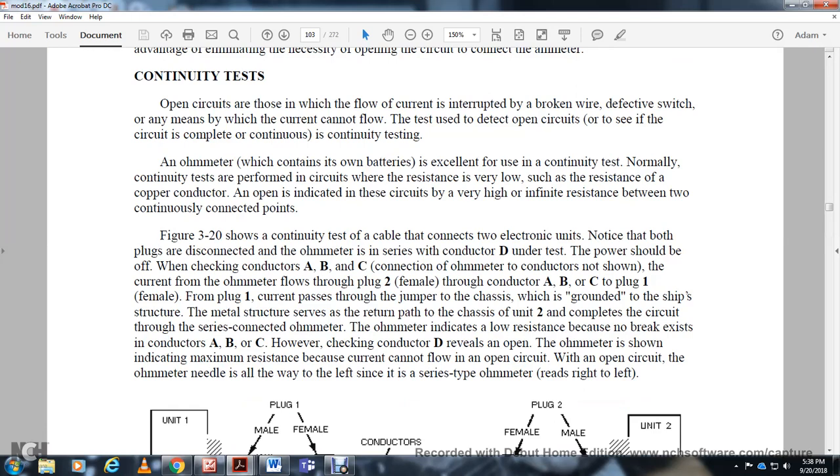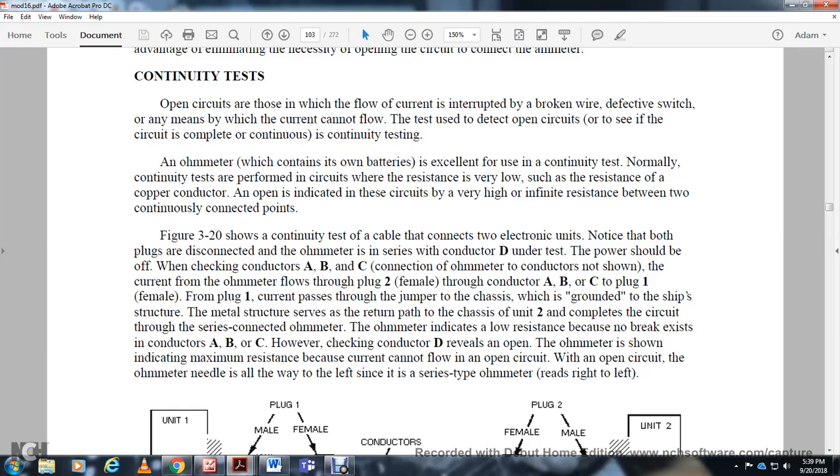Figure 320 shows the continuity test for a cable connected between two electrical nodes, with the plug disconnected, using the ammeter. The circuit has conductor D under test. The power should be off. The connectors A, B, and C are checked by connecting the ammeter to the conductor as shown. The current from the ammeter flows with the plug into the female within the conductor. With A and B at plug 1, current passes from the jumper to the chassis, the ground. The ship's metal structure serves as the return path, and the chassis completes the current circuit through the series connection with the ammeter.